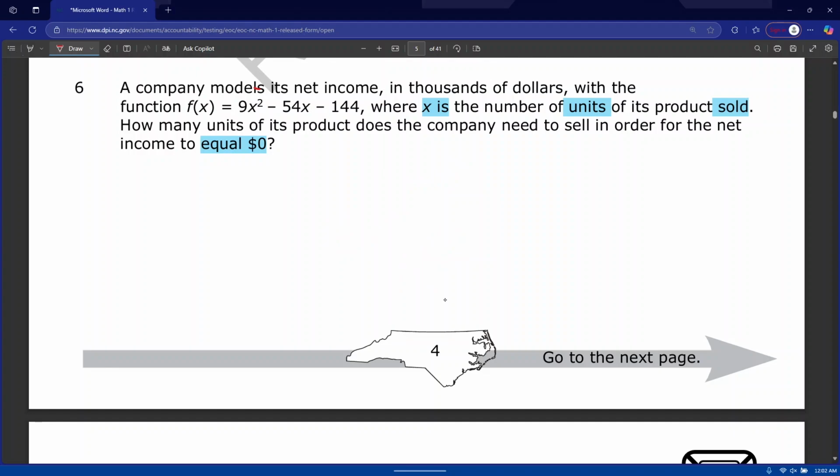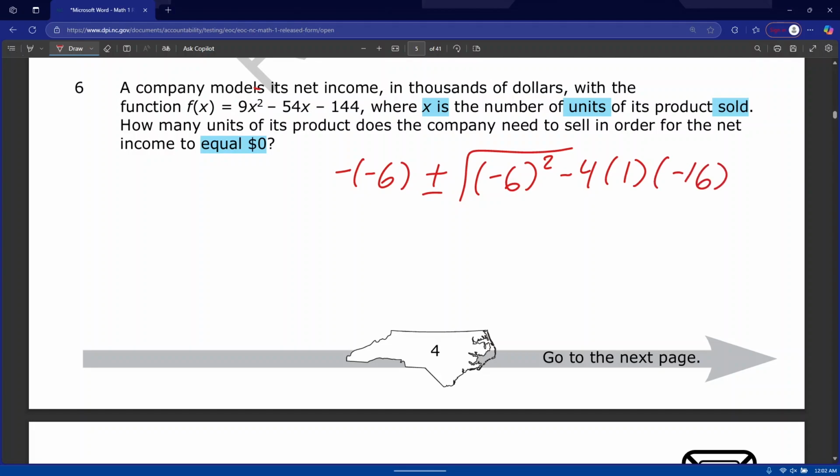For this equation, we get a negative 6 in parentheses plus or minus the square root of negative 6 squared minus 4 times 1 times negative 16. Always remember that you have the right symbols. You never want to mess that up because it will mess up the entire equation. And then on the bottom we have 2 times 1.